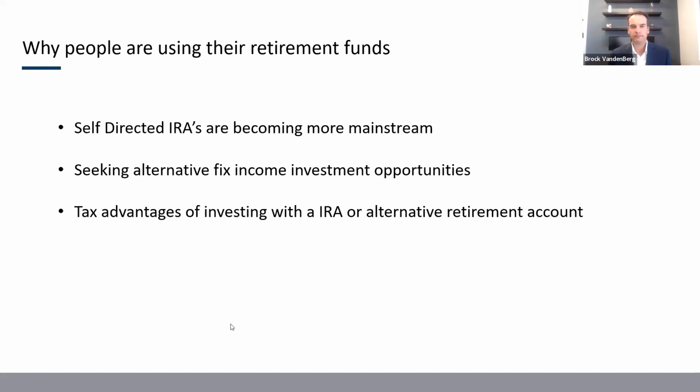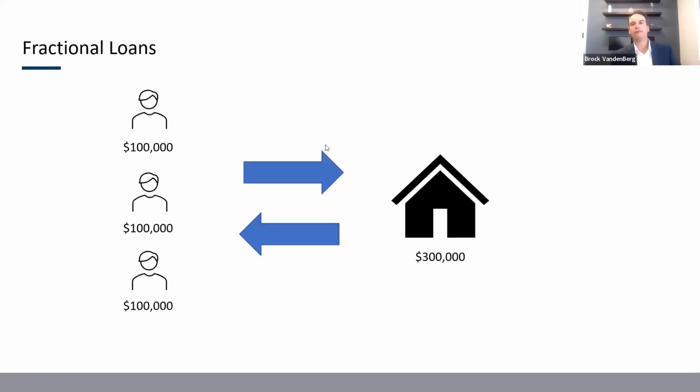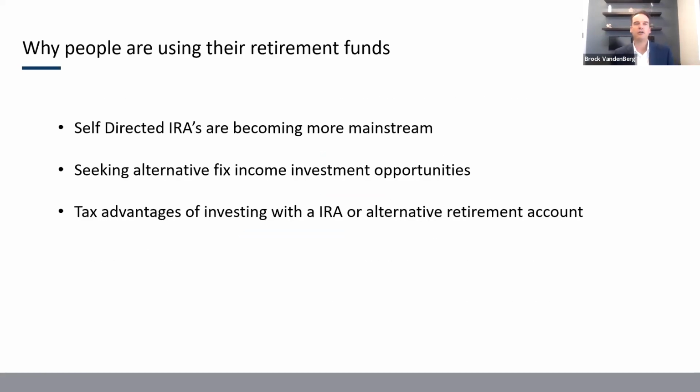Okay. So let's continue. We talked about fractionalized loans. Let's talk about why we see a huge increase in the number of people using their retirement funds to get into the private lending space. Number one, this idea of a self-directed IRA has become mainstream. It's super mainstream. When I first started, it was kind of a gray industry, but now people are taking retirement funds from a traditional IRA.